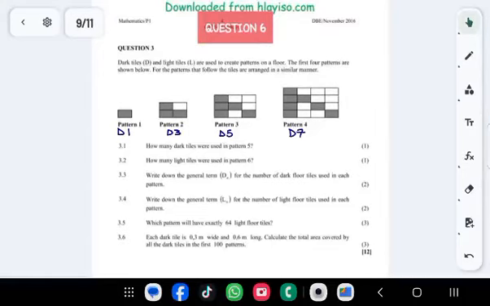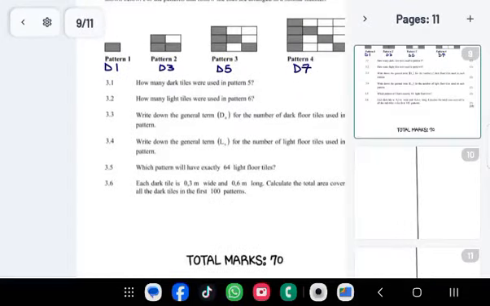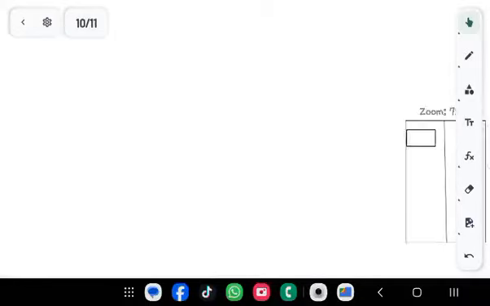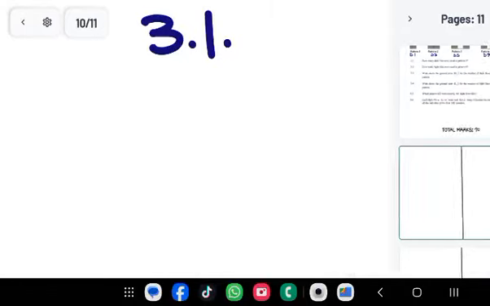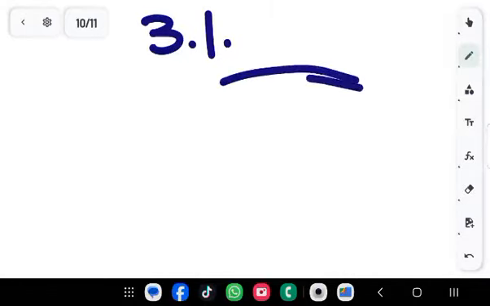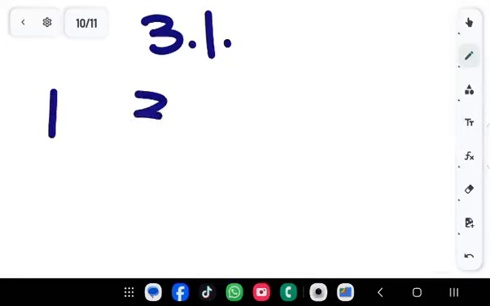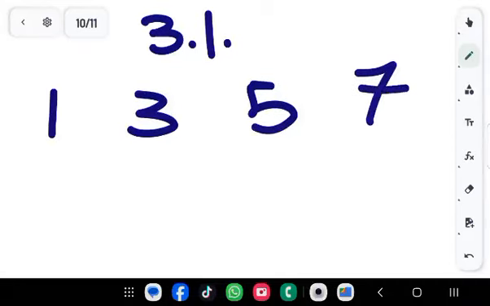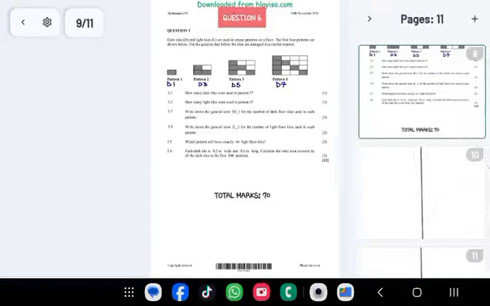How many dark tiles were used in pattern 5? So here is the dark tiles, 3.1. The dark tiles form a pattern. Let me just check. Okay, so 3.1. The dark tiles form a pattern, and the pattern is 1, 3, 5, 7. Let's go back and double check. Yes, 1, 3, 5, 7.